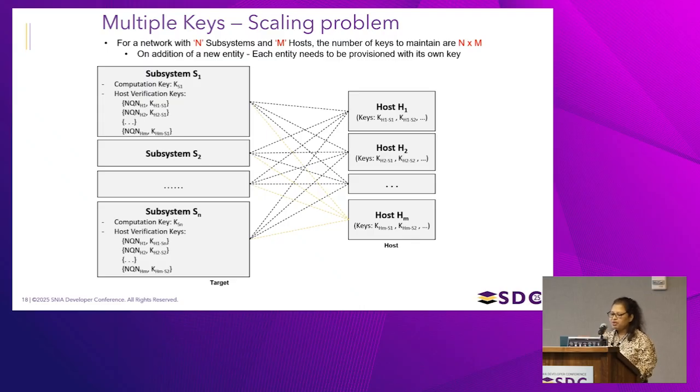So what happens when we try to scale? If we have N subsystems and M hosts, this design requires N times M distinct keys. On addition of any single entity, say a new host or a new subsystem, to this configuration, these many times the provisioning will be impacted. On addition of a new entity, each entity needs to be re-provisioned with its own key. So there is a lot of provisioning that we are doing here.